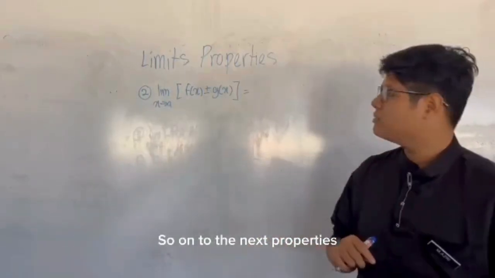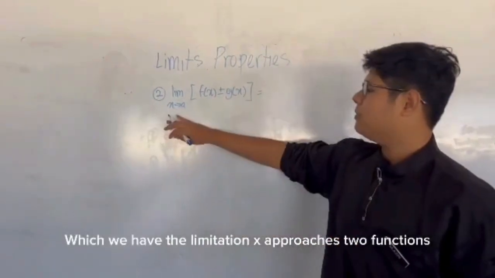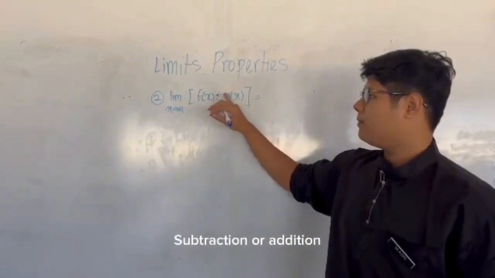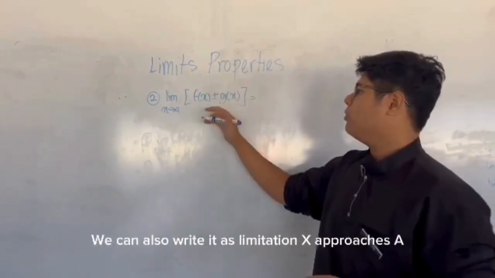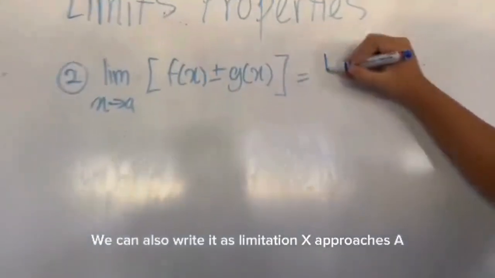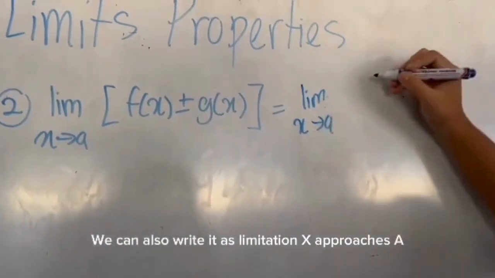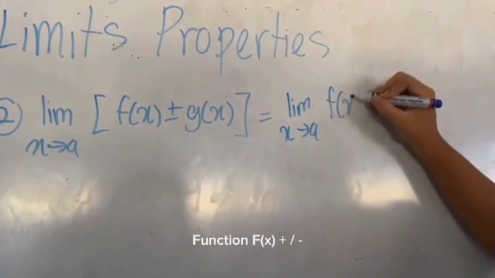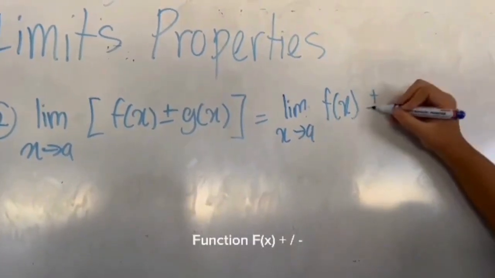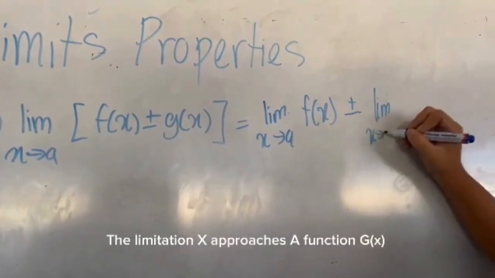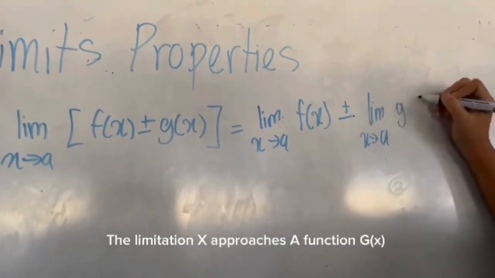So on to the next property, where we have the limit as x approaches a of two functions, subtraction or addition. We can also write it as the limit as x approaches a of the function f, plus or minus the limit as x approaches a of the function g.